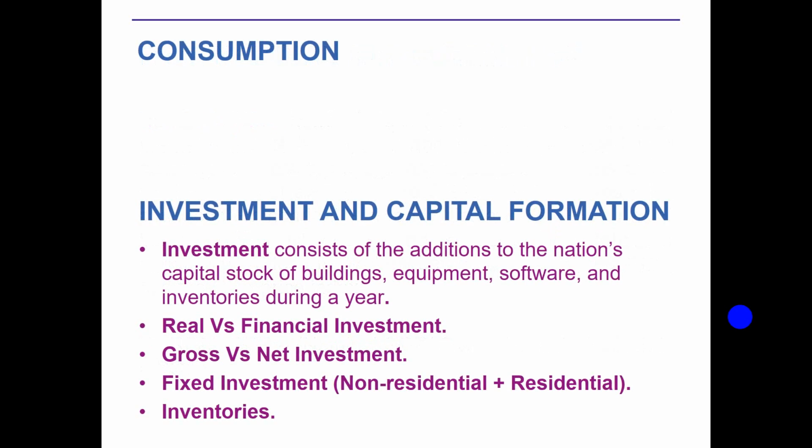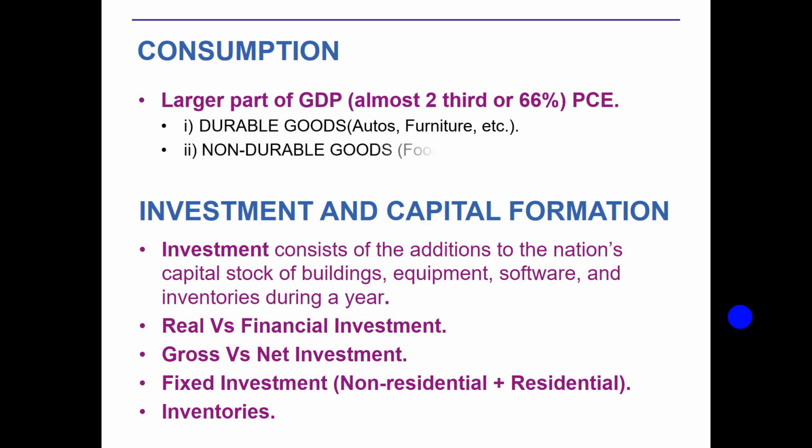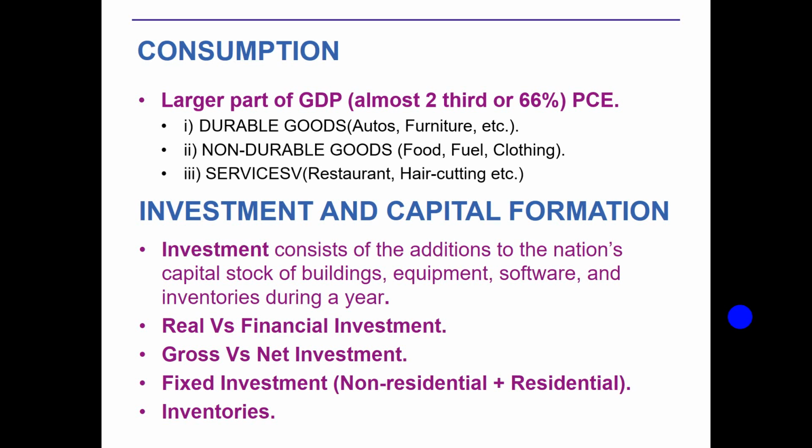Now we'll discuss the four sectors of GDP, or the components of GDP. First is consumption. Consumption is the largest part of GDP, almost 2/3 or 66% is personal consumption expenditure. It has three subcategories. For example, durable goods, which include autos, furniture, etc. Non-durable goods like food, fuel, clothing, and services like restaurant services and haircutting services. All these are considered in the services part of the GDP.